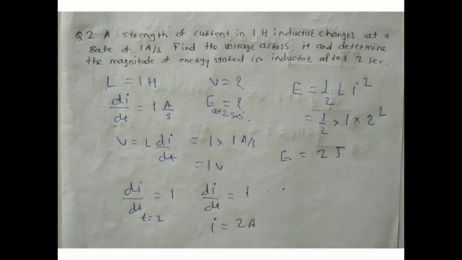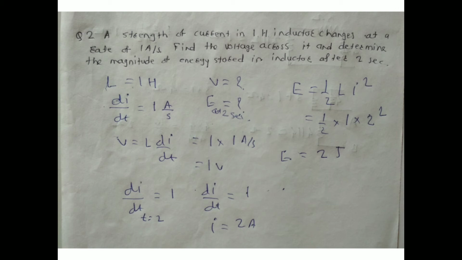So V equal to L di by dt. It's simply a product of L and di by dt. So we will get 1 volt by this formula. Simple calculation. Now for 2 seconds we have current as 2 amperes. So we need to find energy. Energy is given by 1 by 2 L I square. Now we will put these values: L equal to 1 Henry and I equal to 2 ampere. So I square equal to 2 square. So by simply calculating we will get E equal to 2 joules.